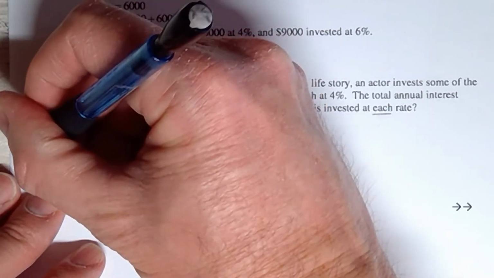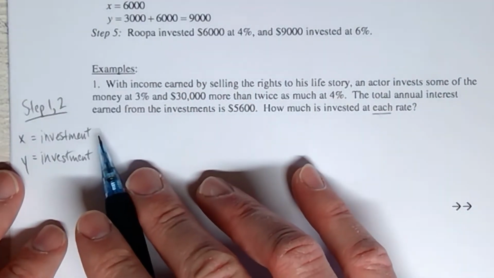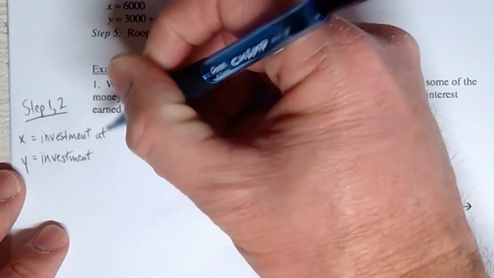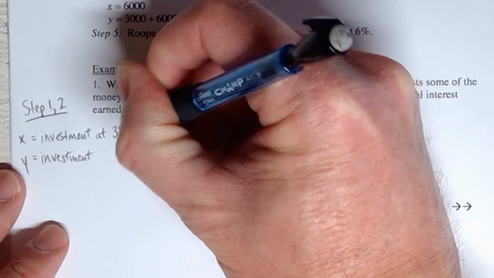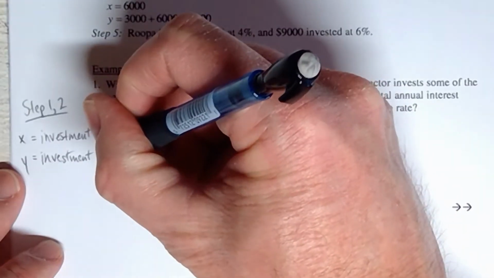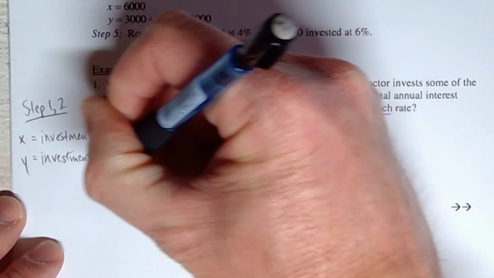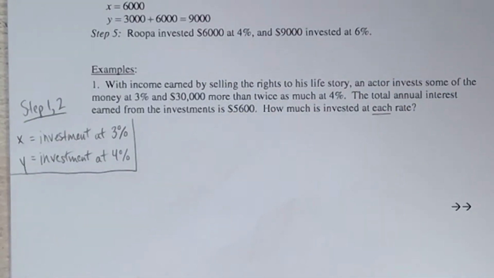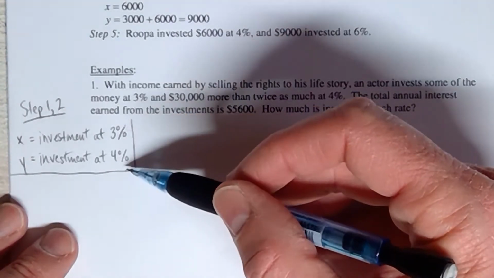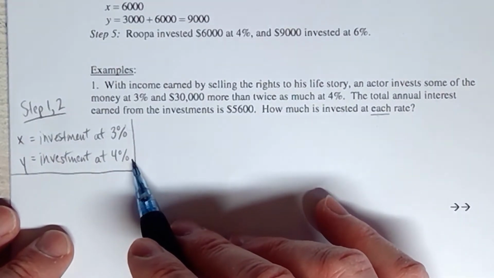I'll call one of them X, and I'll call one of them Y, but let's be specific here so we don't get confused, as I've mentioned before. That's important to be specific when you identify what you're trying to find. Let's make this one the 3% investment, and let's make this one the 4%. Okay, but in these interest problems, you're going to have two different types of investment, and you can tell them apart based on their interest rates. And that's why I wrote down the interest rates next to it here.